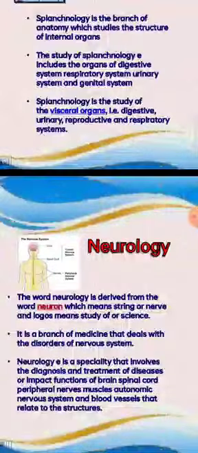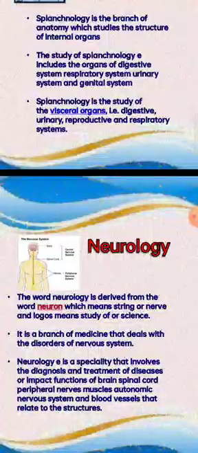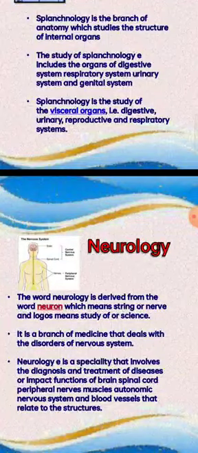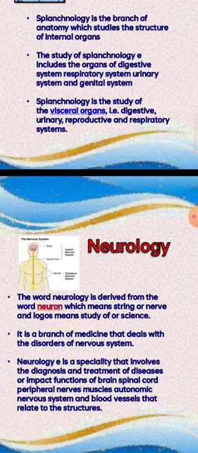Neurology, the last one, is neurology. Neurology deals with the main things in our body. Neuro itself means the study of the nervous system. The word neurology is derived from the word neuron, which means string or nerve, and logos means study or science. The study of the neurons in our body is known as neurology. It is a branch of medicine that deals with the disorders of the nervous system.